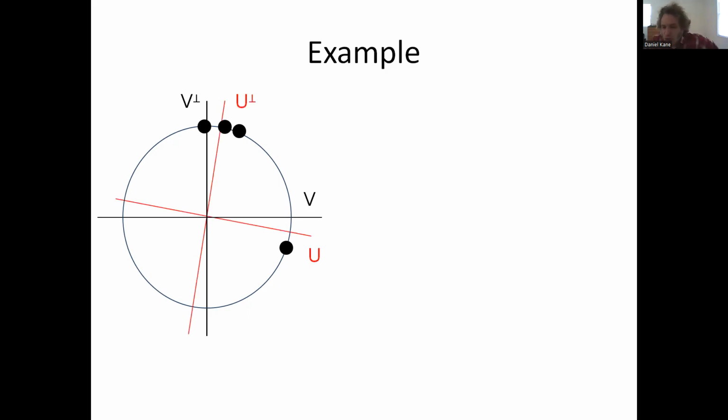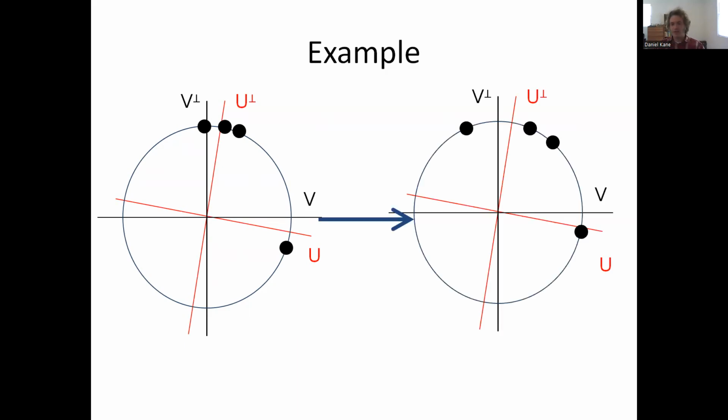So instead, what we're going to do is create this new space U perp that goes right through the middle of those big points. And then when we expand around U perp, there are much fewer cross terms because things are symmetric about U perp when we expand.